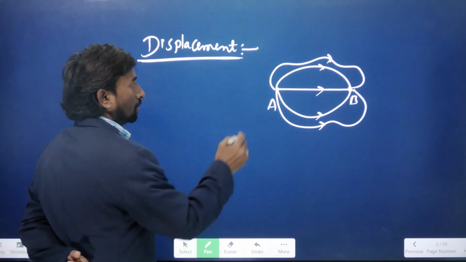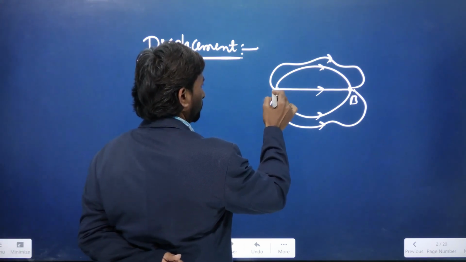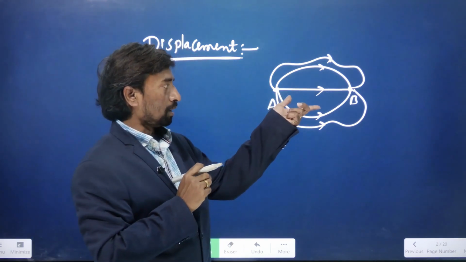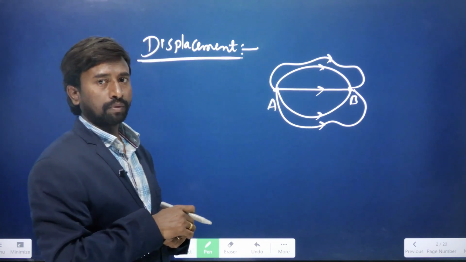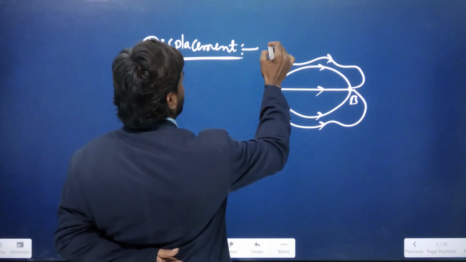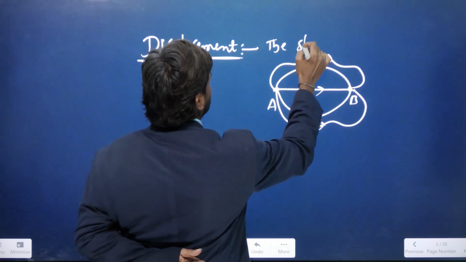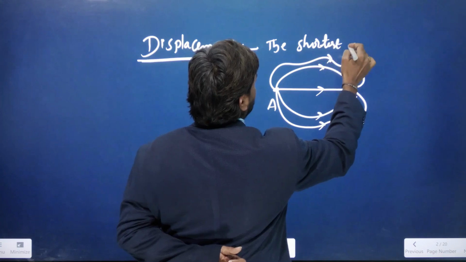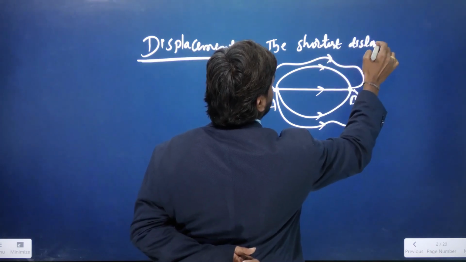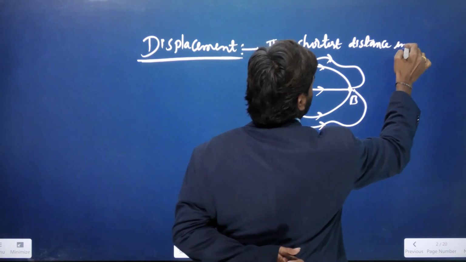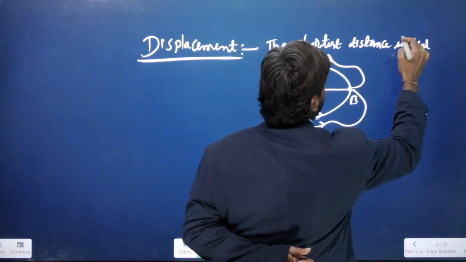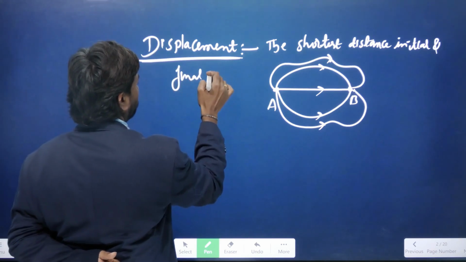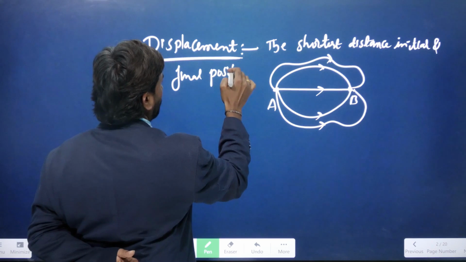To go by the shortest distance, definitely we have to specify a particular direction, no? So this displacement will have both magnitude and direction. So displacement is nothing but the shortest distance between the initial and final position.